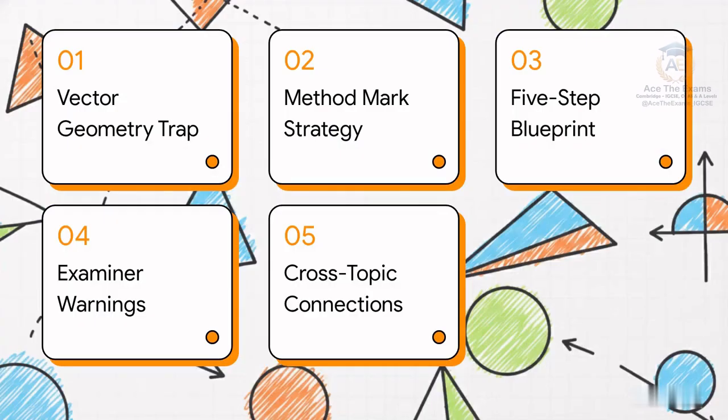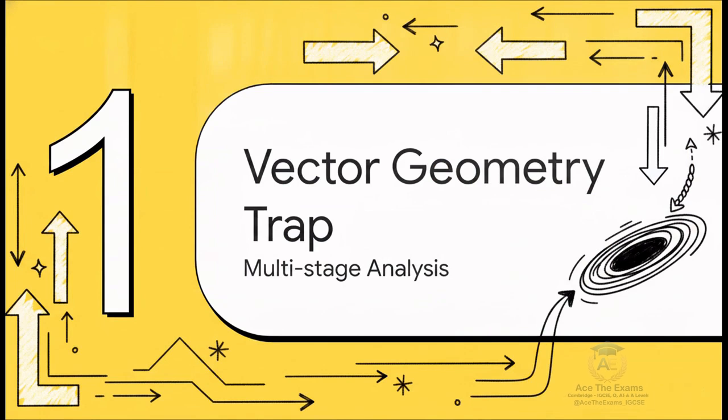Here is our exact flight path for today's explainer. First, we'll uncover the vector geometry trap. Second, we will reveal the method mark strategy. Third, we are going to lay out the 5-step blueprint. Fourth, we'll look at the top 3 examiner warnings. And finally, we will wrap up with mastering cross-topic connections. Let's move straight into section 1, the vector geometry trap.